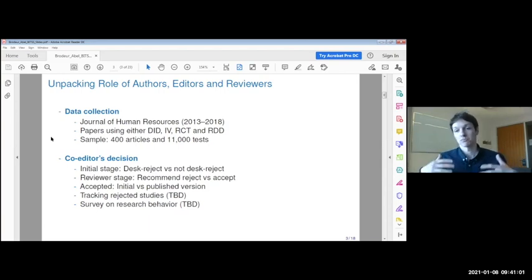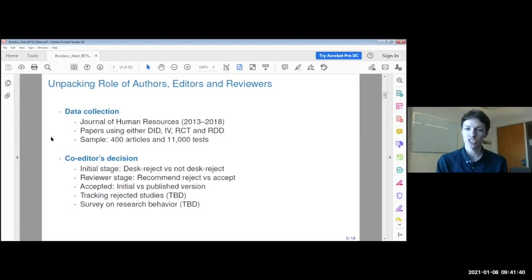We're going to manage to find a way to get all the test statistics from all these papers, and we're going to keep only the coefficient of interest. For instance, if it's a difference in differences, it would be the interaction term. If it's an IV, it would be the second stage. So that's the coefficient of interest. We're going to discard all the control variables, all the subsample analysis, all the constants. We're only going to focus on the coefficient of interest, and we're going to be interested in the distribution of tests for these different stages. The first stage is the editor's decision.